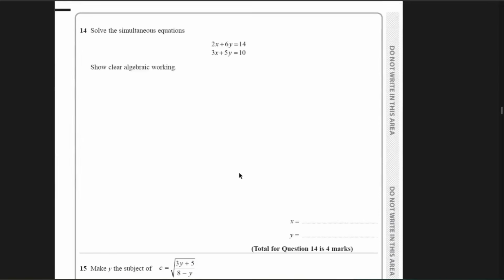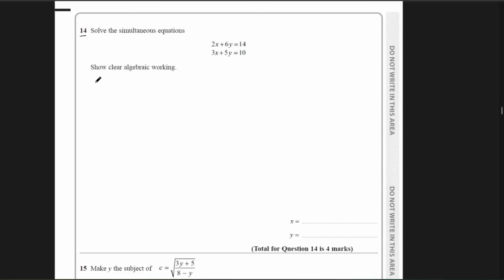Okay, question 14. Solve the simultaneous equations. We've been given 2 linear equations, and we need to solve them simultaneously. We can either use substitution or elimination to solve this. So let's go with substitution. I don't see a clear elimination. In order to eliminate, we'll have to multiply both these equations by numbers. So let's just go with substitution.